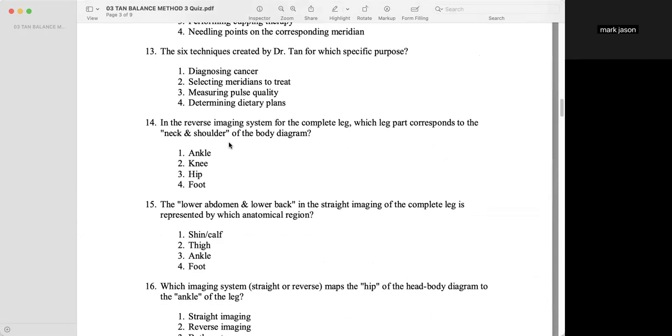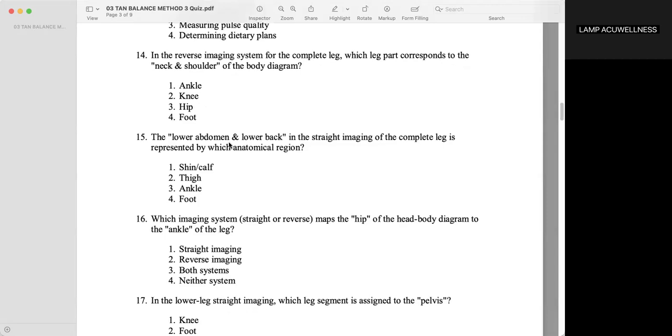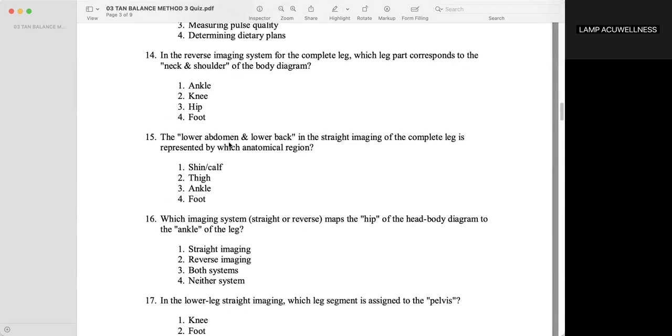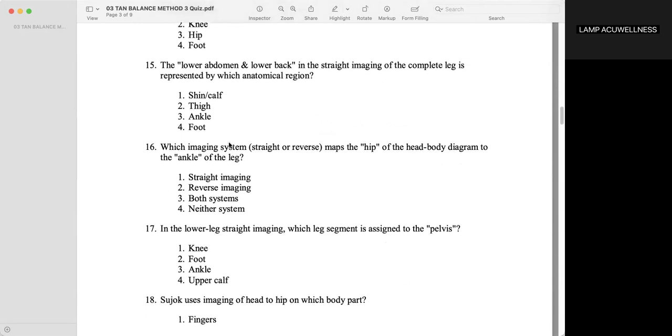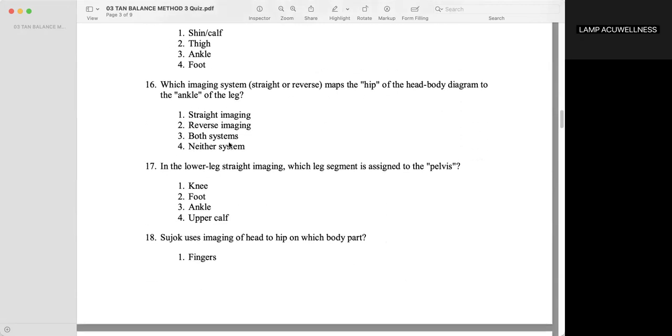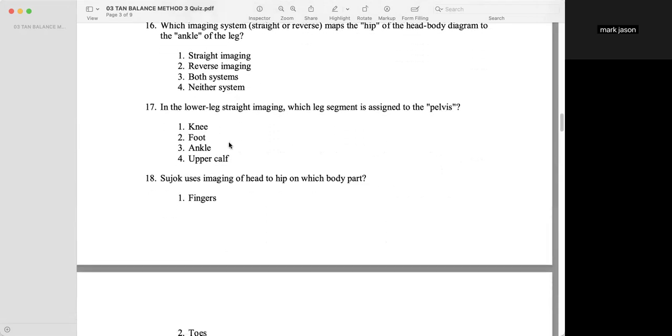Selecting meridians to treat. In the reverse imaging system for the complete leg, which leg part corresponds to the neck and shoulder of the body diagram? Ankle. The lower abdomen and lower back in the straight imaging of the complete leg is represented by which anatomical region? In calf. Which imaging system, straight or reverse, maps the hip of the head-body diagram to the ankle of the leg? Reverse imaging.